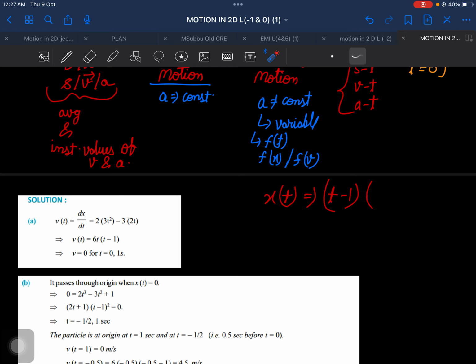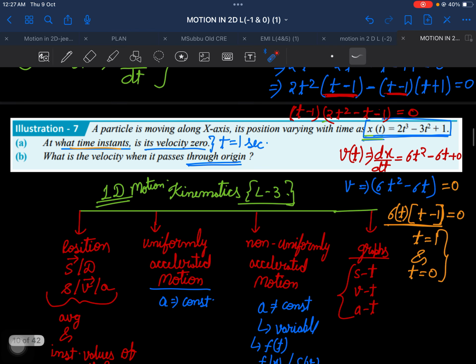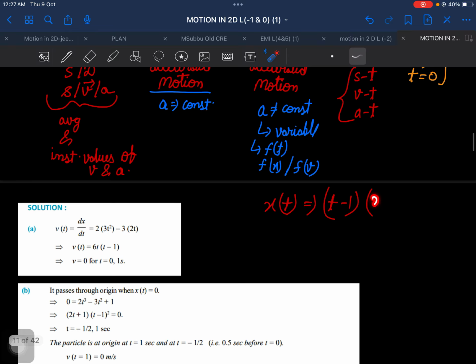Okay, nice. Yeah, got it. So now what is the remaining part here? We have not made any mistake. Let's move on. Yes, so it is 2t square. Okay, let me use the color red. 2t square minus t minus 1.